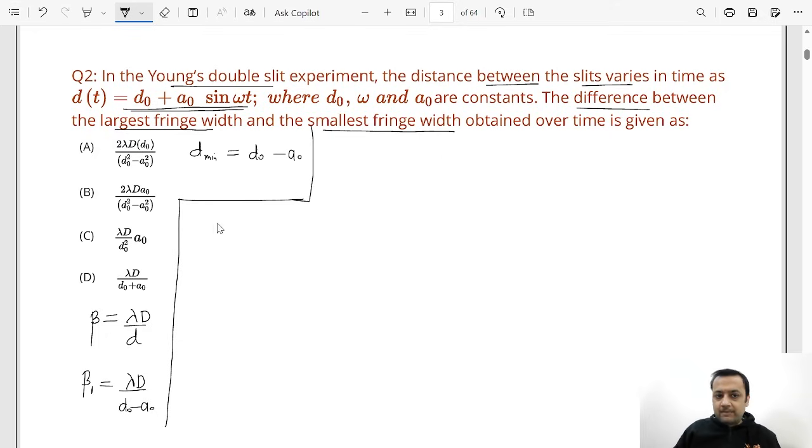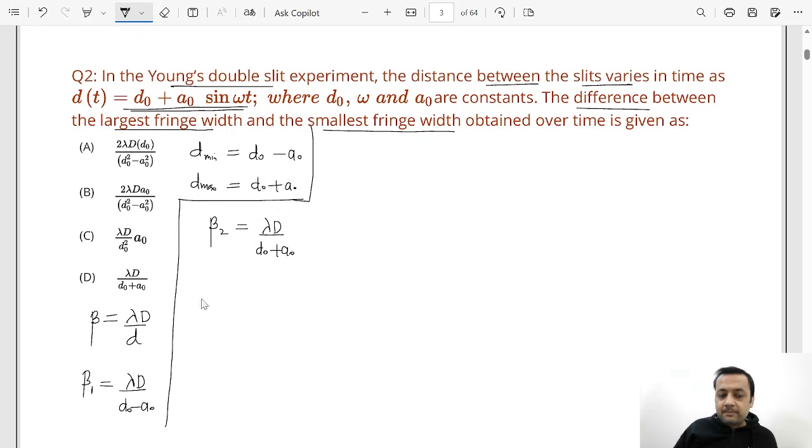Okay, so the minimum value of beta, let us say beta 2, will be lambda D upon d maximum. Because when d is maximum, beta will be minimum. And what is the d maximum? d will be maximum provided sine omega t is positive 1. That means this will be d naught plus a naught. So here you can put the maximum value of d, which is d naught plus a naught.